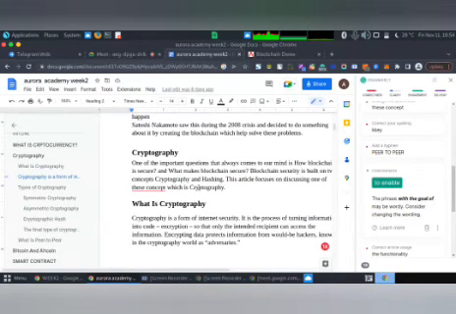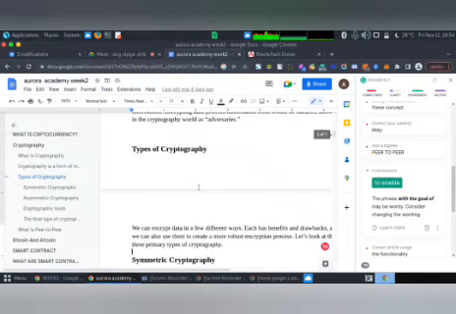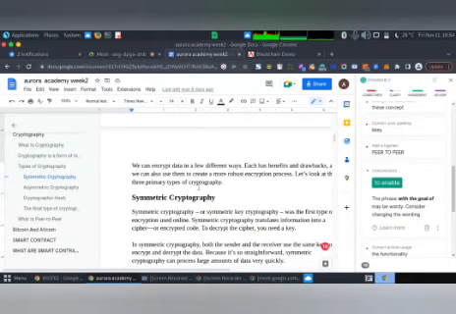Now we look at cryptography. We talked about how cryptography ensures that information being transferred between two parties is secured. Then we look at symmetric cryptography.